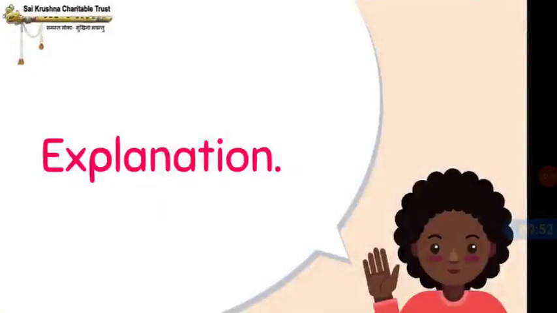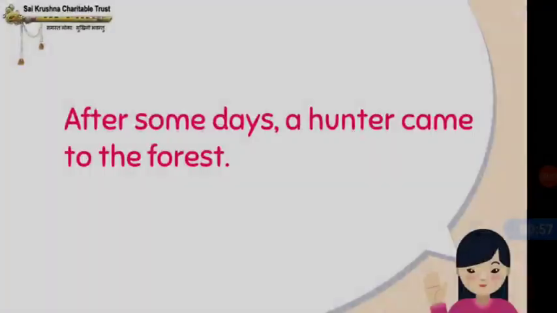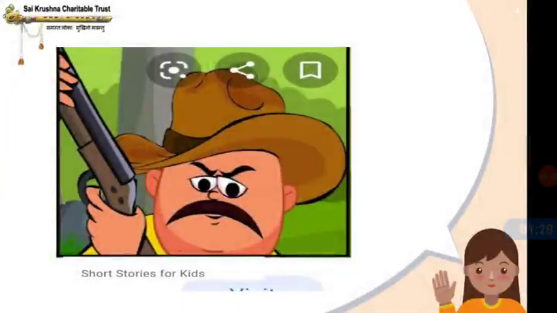This is also an explanation part, children. So after some days, a hunter came to the forest. Now, who is a hunter? A person who hunts animals and birds. So what happened now? The hunter came to the forest. You can see the picture, children. This is the hunter. He is with a gun.